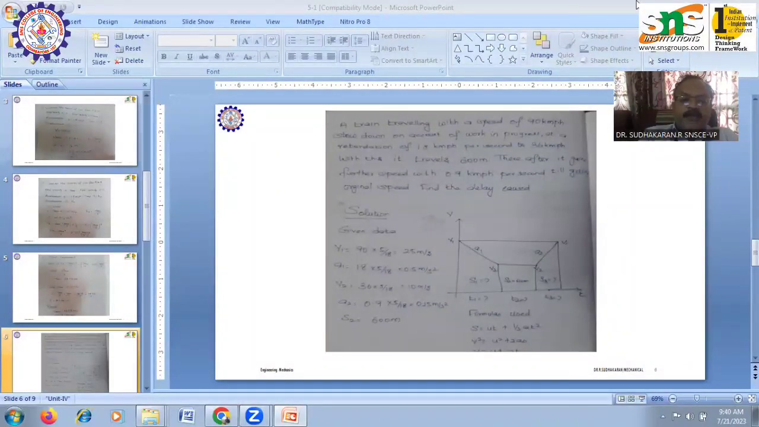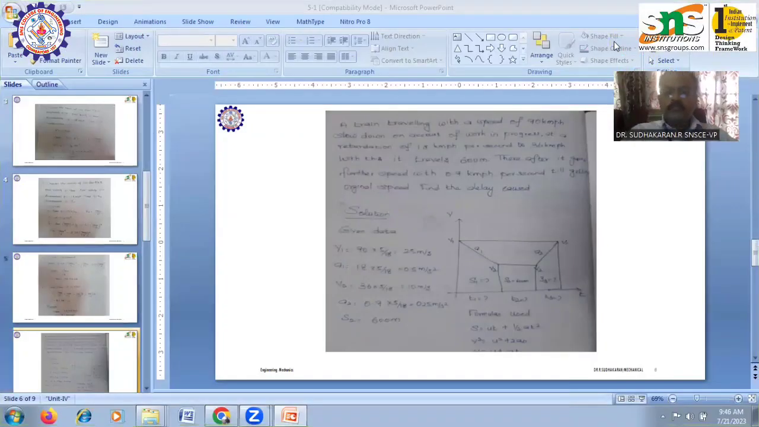Now the data is given. 90 km per hour, to convert it into meter per second, multiply by 1000 by 3600, we get 25 meter per second. Acceleration is 0.5 meter per second square, and velocity v2 is 10 meter per second. Now acceleration a2 is equal to 0.9 into 5 by 18, so 0.25 meter per second square, and s2 is 600 meters. We are going to use the three equations of motion for solving this problem also.